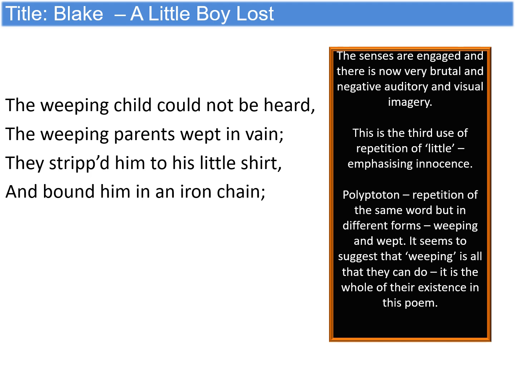The weeping child could not be heard. The weeping parents wept in vain. So the child's parents are there watching this. They stripped him to his little shirt and bound him in an iron chain. Now the senses are engaged, and there is now very brutal and negative auditory and visual imagery. It's not just visual imagery now, but there are sounds such as weeping and stripping him. It seems quite brutal as well.